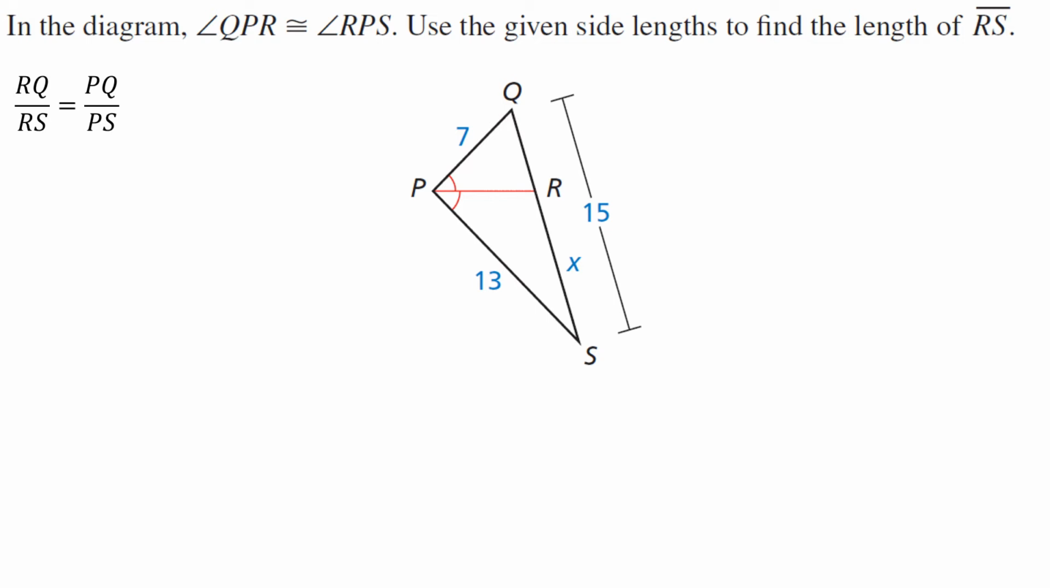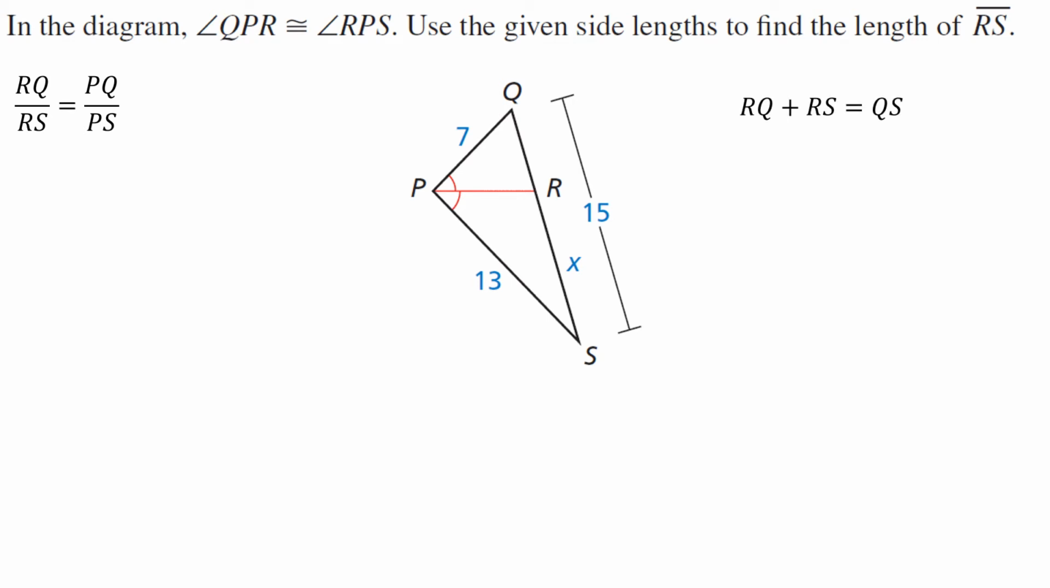RQ has to be proportional to RS the same way that PQ is in proportion to PS. Those ratios need to be equal to each other to form a proportion.